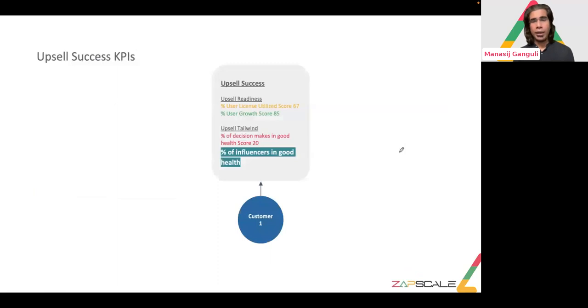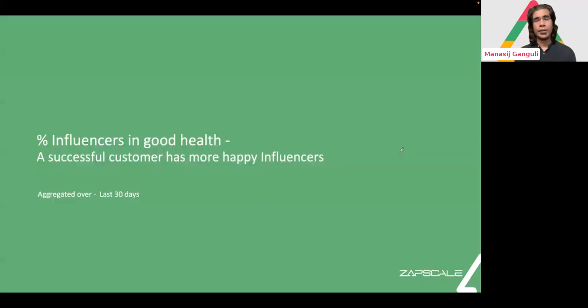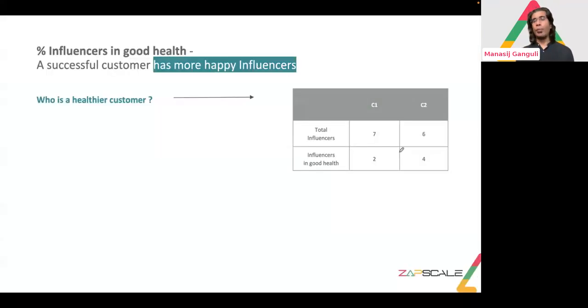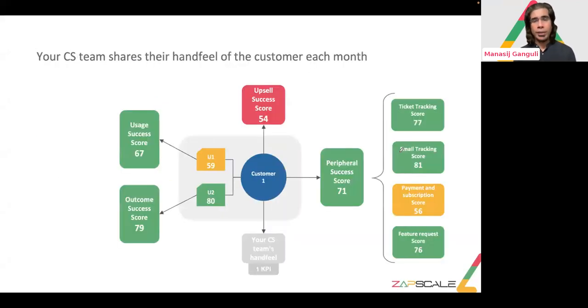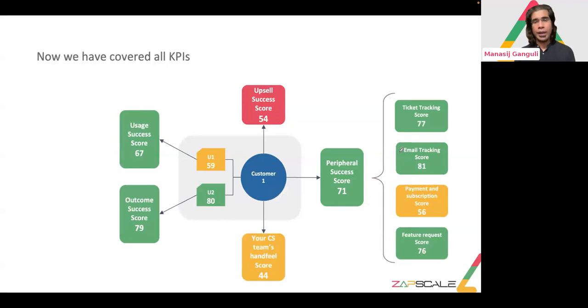And that's your health indicator. And finally, the same thing for influencers. More happy influencers will give you better results, and that's how it goes. The last part is the CS team's gut feel. You can score your customers on a spectrum of 0 to 100, give them your score. The higher score obviously wins in this case.